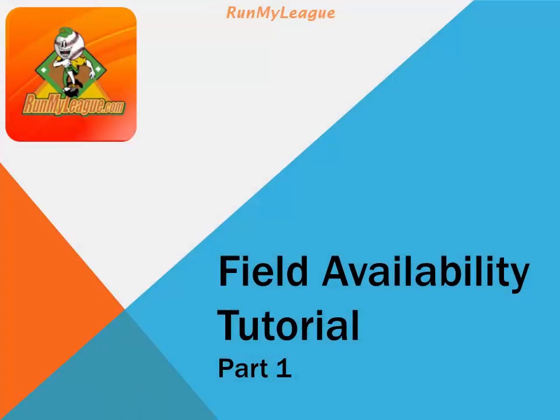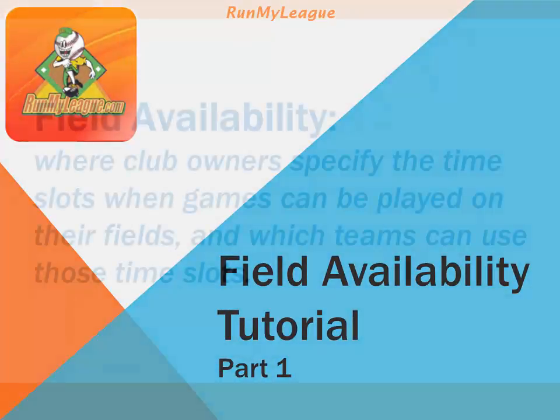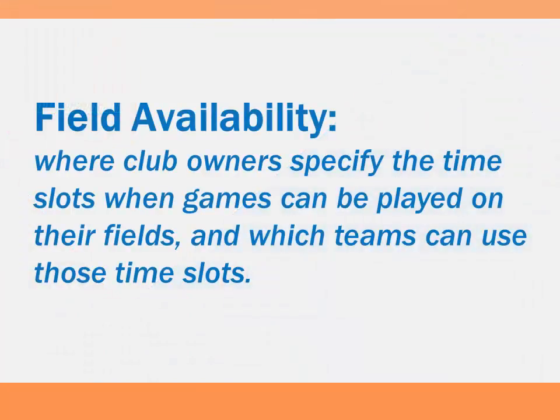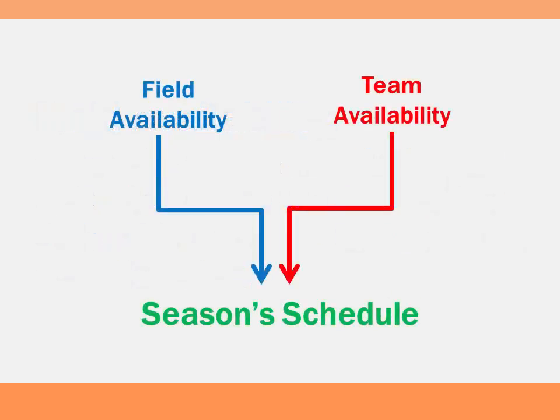Welcome to part 1 of the Field Availability tutorial. Field availability is where club owners specify the time slots when games can be played on their fields, and also which of their teams can use those time slots for their home games. Completing your club's field availability is an essential step in the scheduling process.